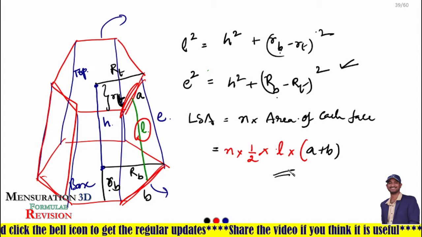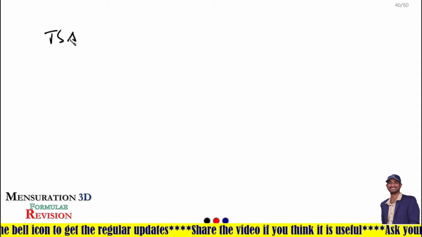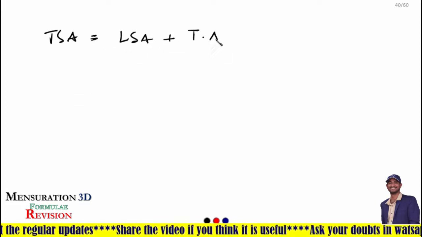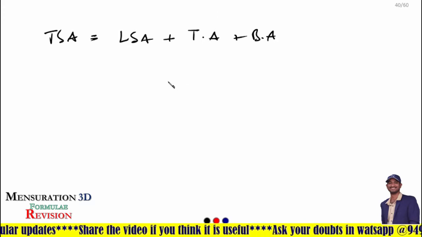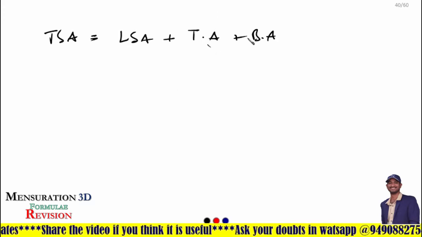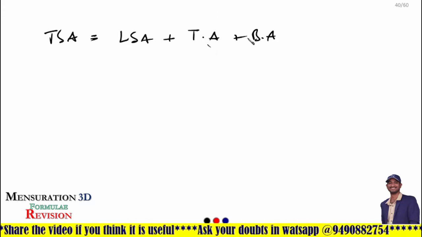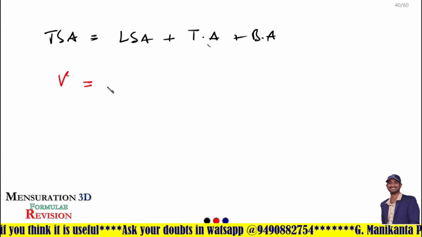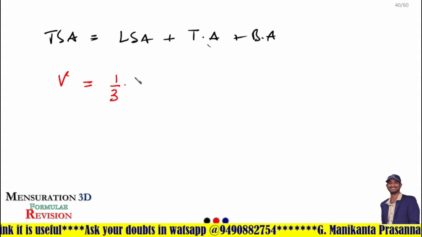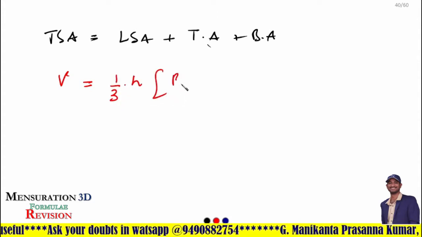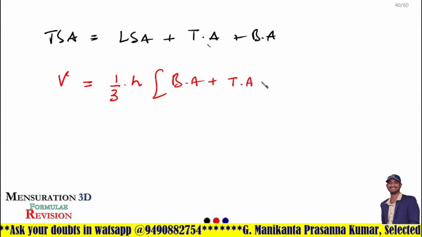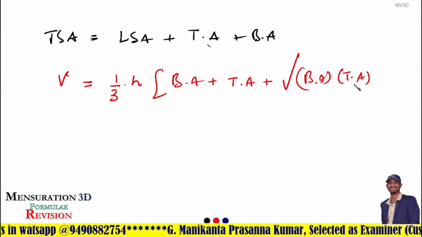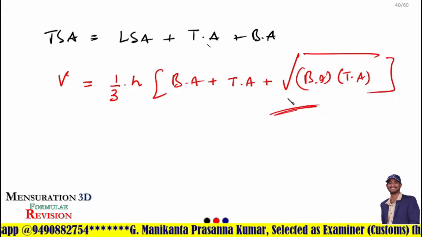While coming to total surface area, it means lateral surface area plus top area plus bottom area. Top area is different, base area is different. What about volume? It is important. Volume equal to 1/3 H into base area plus top area plus square root of base area into top area. This is the volume of the frustum.